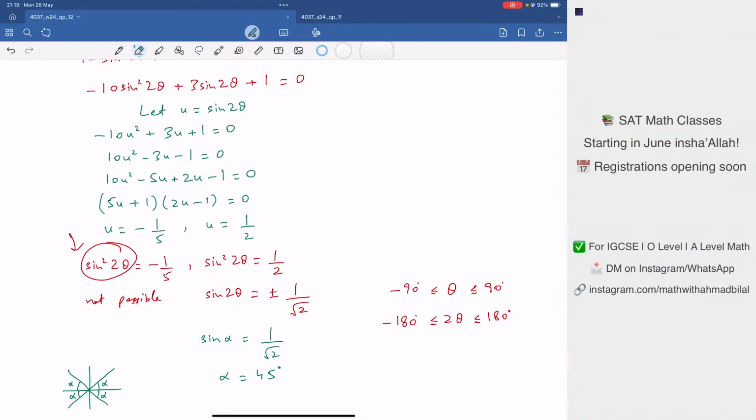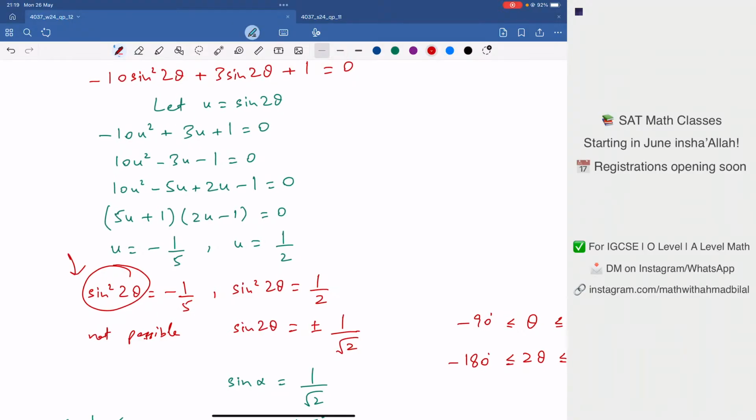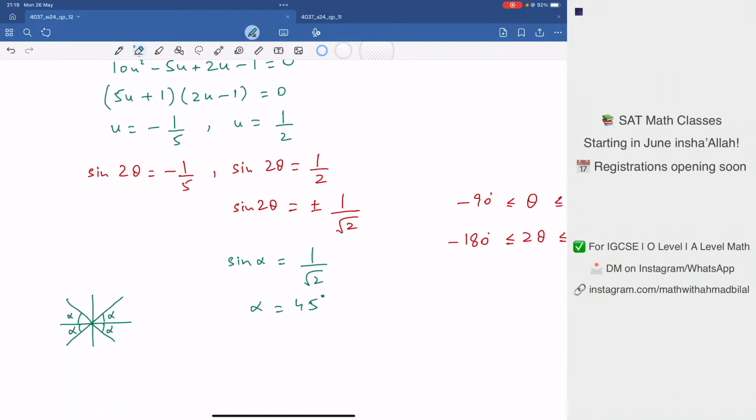Okay, so let me go back here. When I put this substitution back, the substitution was u equals sine 2 theta. I wrote that as sine square 2 theta by mistake here. So I have to correct that. So this becomes sine 2 theta equals that and sine 2 theta equals this. That means this is also possible. Okay, this is also possible. So we have to consider both of them then.